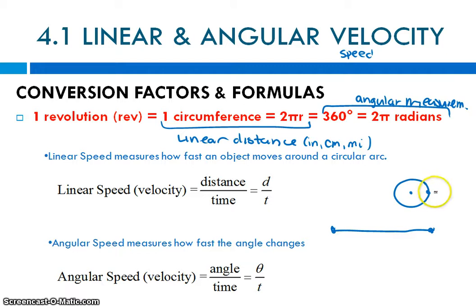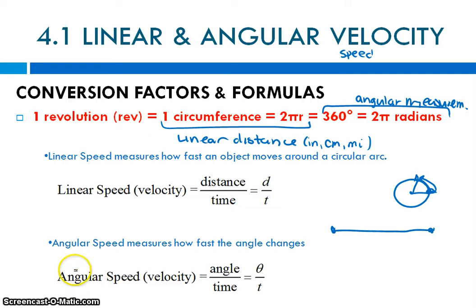Okay, so if the bug started here and ended here, I want to know how many angles did it move? Did it move 40 degrees? Did it move pi over 3 radians? Okay, so for linear speed, we'll measure how fast an object moves around a circular arc. Okay, so how much it moves from here to here. And that linear speed, it's just the speed, like distance over time, like 55 miles per hour. That would be an example of a linear speed.